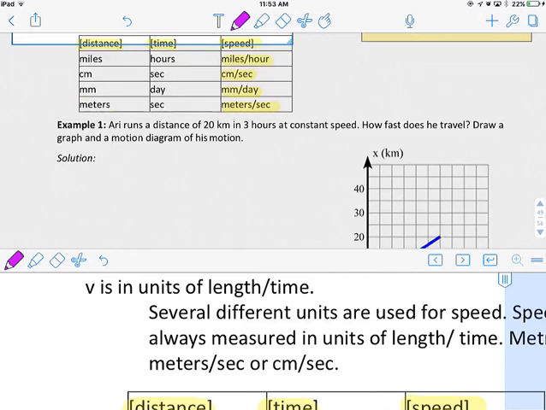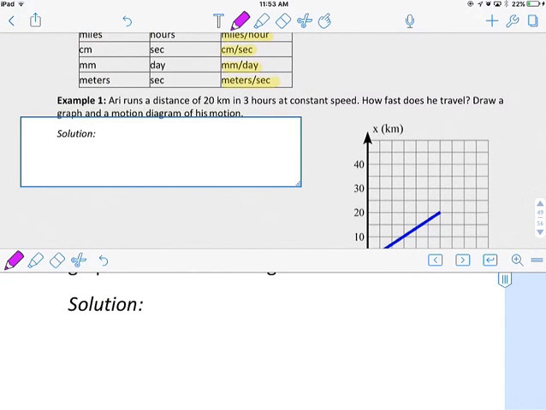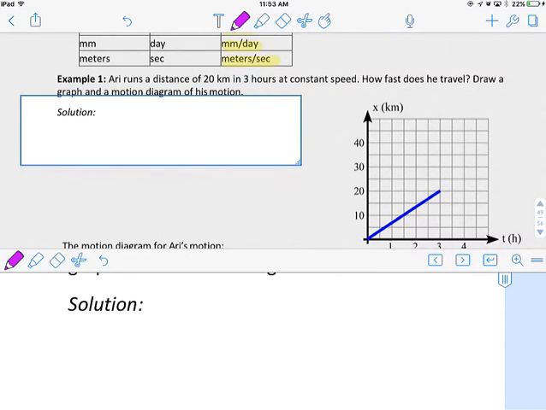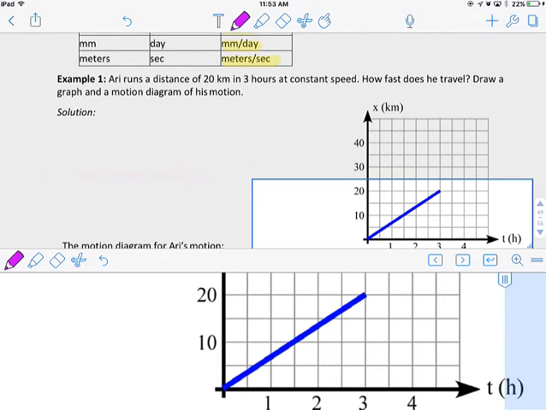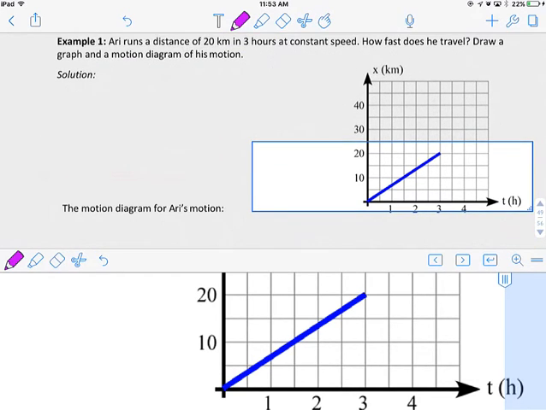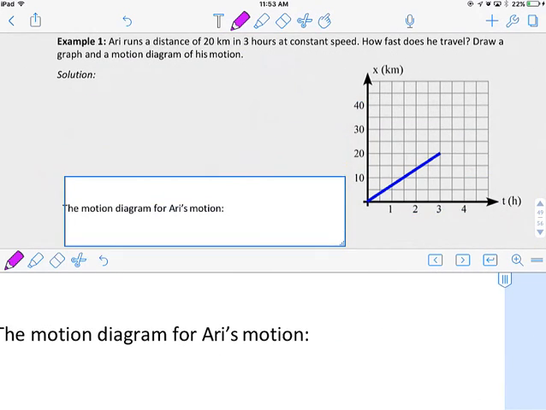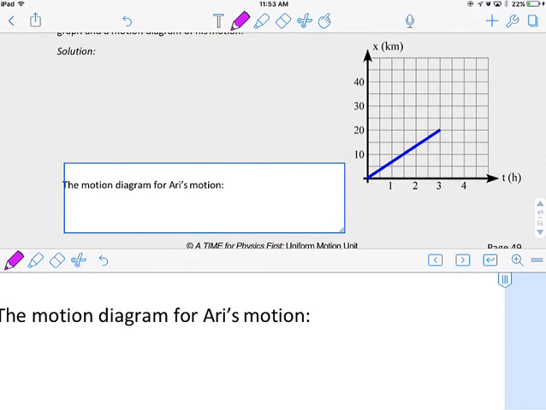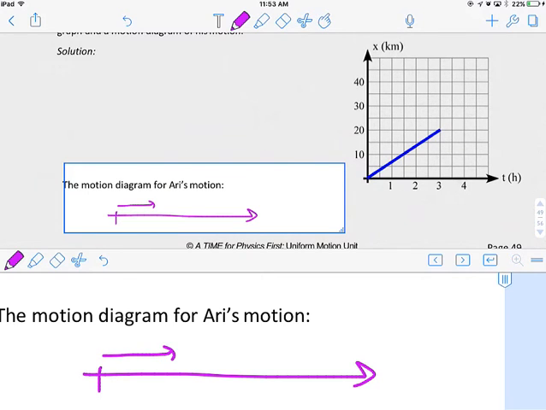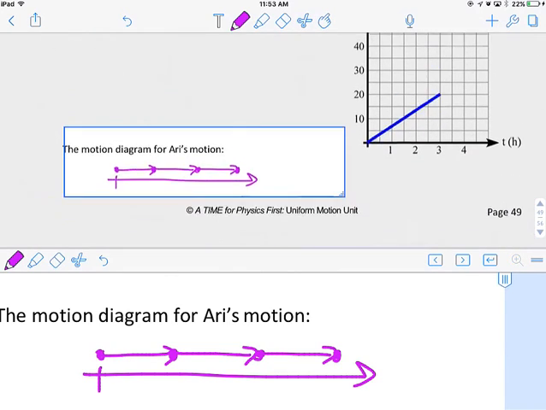You'll want to copy along with me here. We've got Ari runs a distance of 20 kilometers in 3 hours at a constant speed. How fast does he travel? It says to draw a graph, but look at that, it's already there for us. Isn't that handy? And a motion diagram. So we'll do the motion diagram first. It says he's going 20 kilometers in 3 hours. Doesn't really matter what we're doing here, but he's going in the positive direction at a constant speed. So my arrows are the same length and my dots are evenly spaced. That shows a constant speed in the positive direction right there.